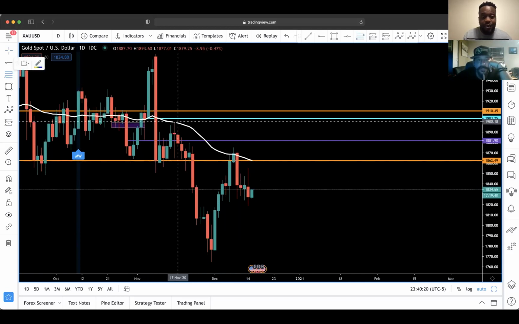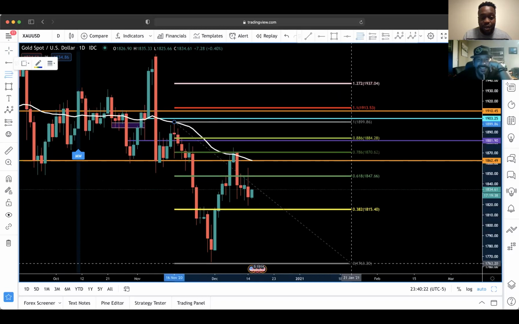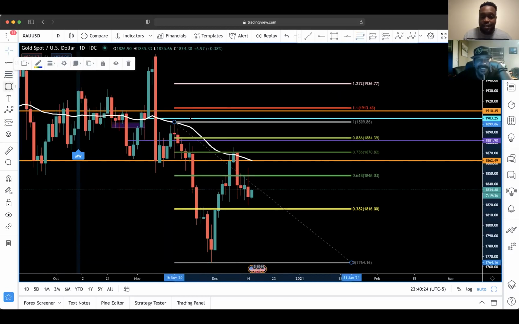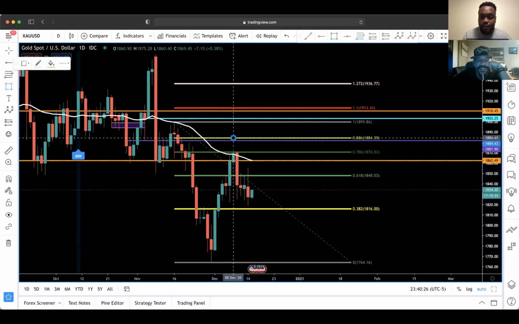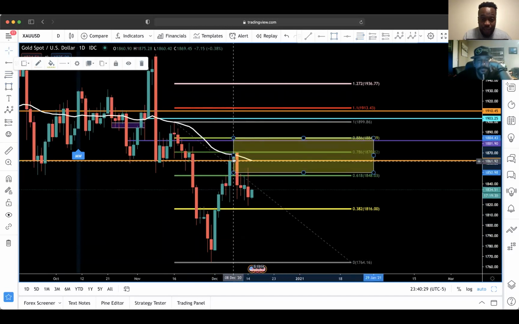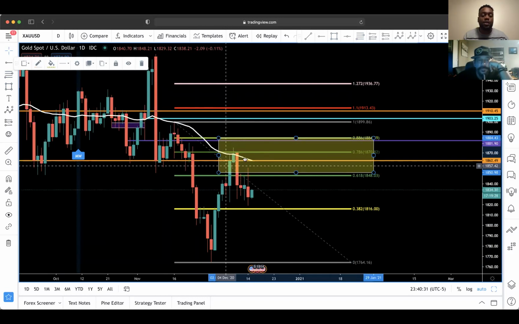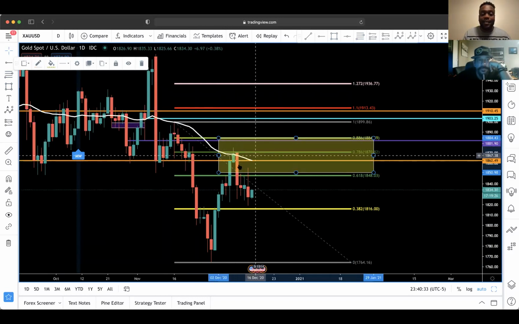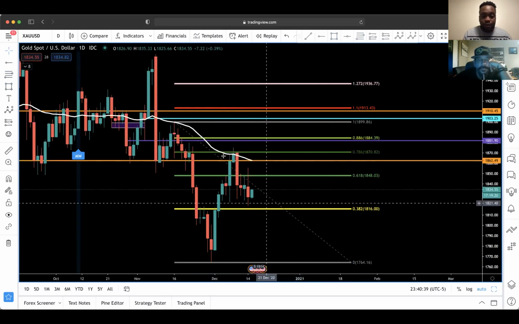Another thing I want to point out to you guys is the zone that it actually happened within, right? 618 to the 886. That's where that happened, guys. That's why this zone is so key. This is why I like to see my retracements go to that deep retracement. So we see this engulfing.